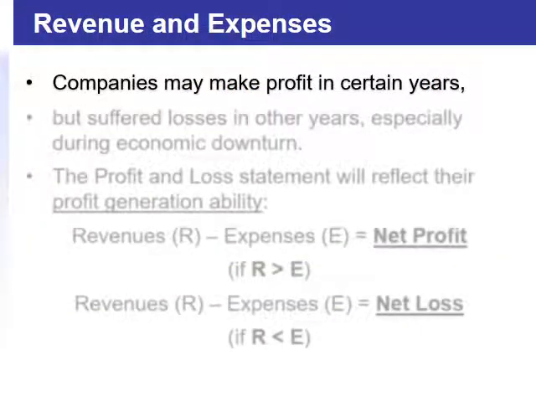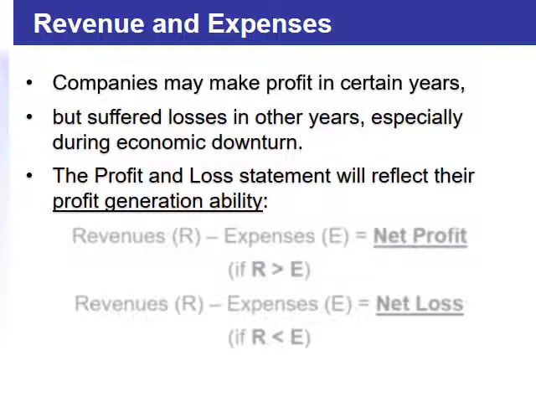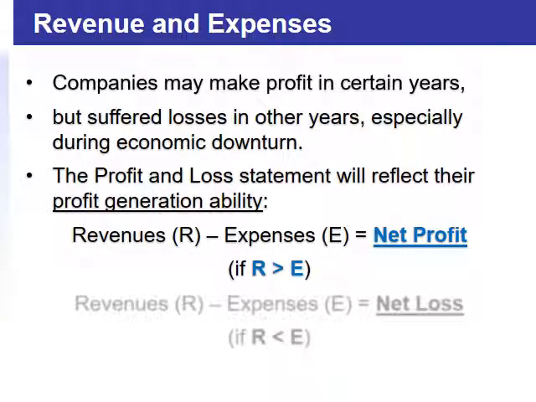Companies may make profit in certain years, but suffer losses in other years, especially during an economic downturn. The profit and loss statement will reflect their profit generation ability during this period. It basically shows whether the company can generate profit for this year when there's a downturn, for example. So in the situation where you have revenue more than expenses, you get a net profit. However, if your expenses are more than revenue, then you will have a net loss.